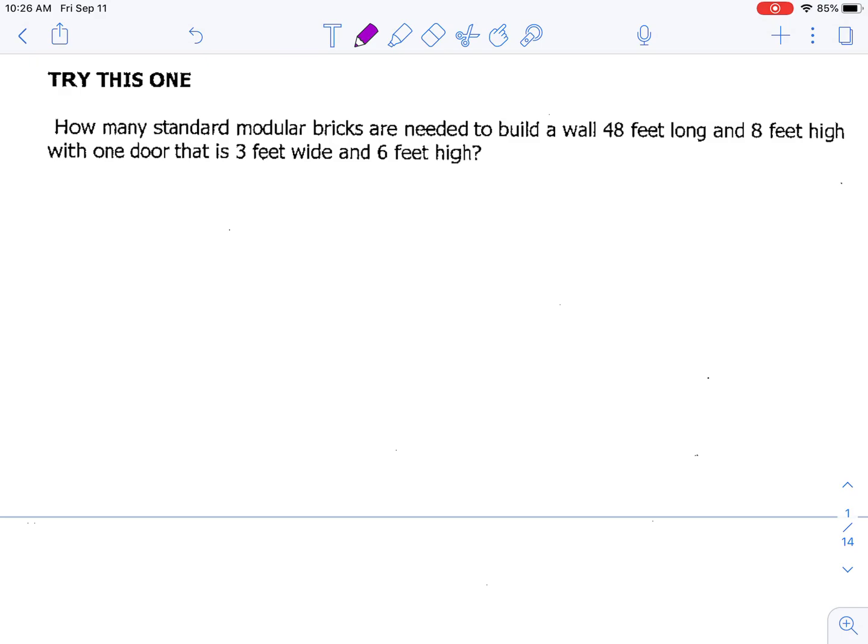Okay, I hope you paused the video and tried this next question on your own. It says, how many standard modular brick are needed to build a wall? So these are just walls. This is simple. A wall that is 48 feet long. Sometimes it helps to draw a picture. And it's 8 feet high. And then it has one door in here that is a 3 by 6.